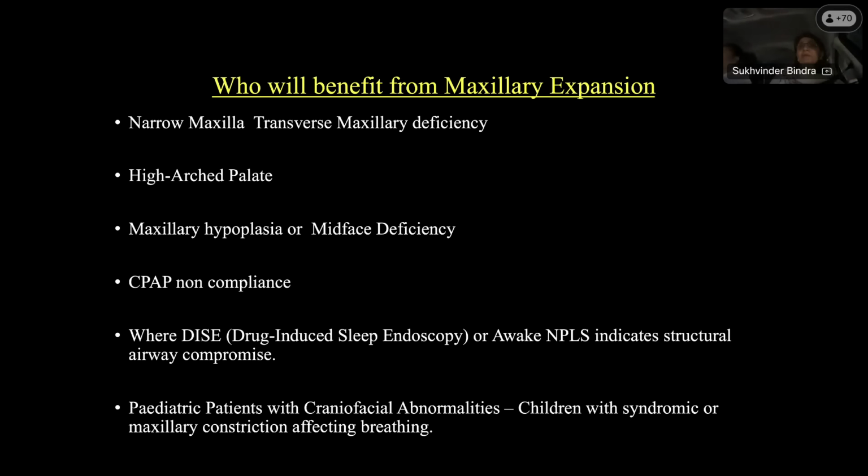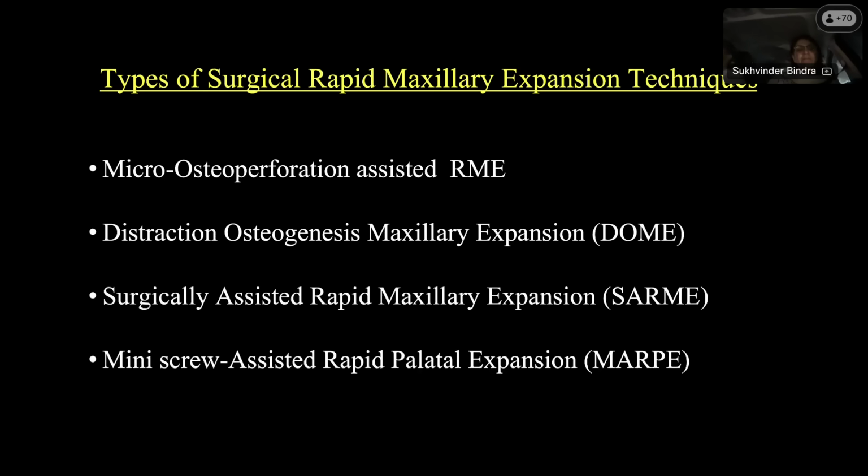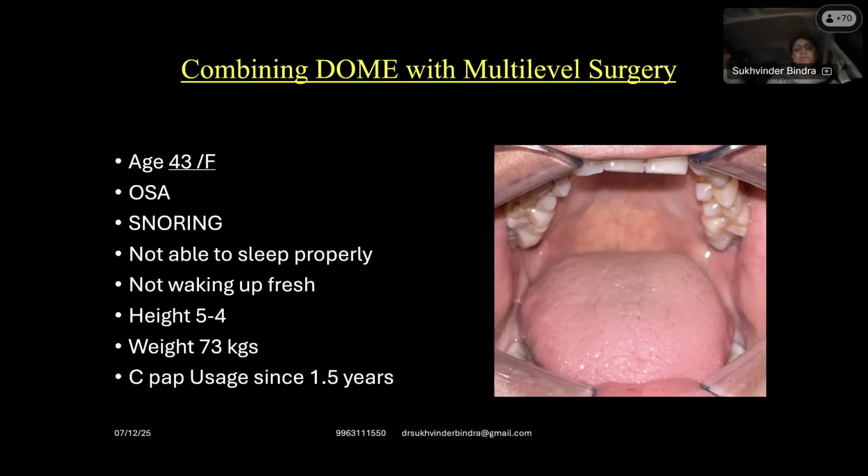In pediatric patients who are syndromic, in those cases we need surgical expansion. Otherwise, in the pediatric population, non-surgical is beneficial. So what are the types of expansion we are doing? First is microosteoperforation assisted RME, distraction osteogenesis maxillary expansion, surgically assisted, and MARPE.